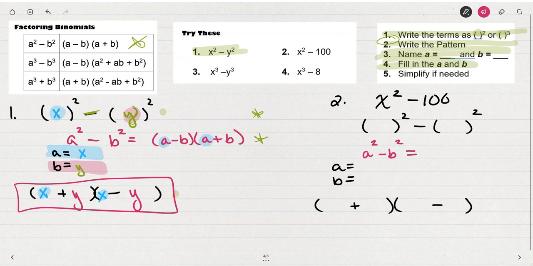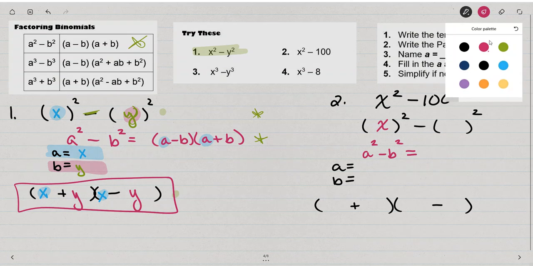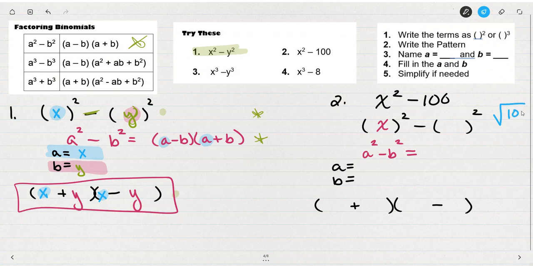Let's try one that has just a little bit more challenge to it. This x squared minus 100. First step is to write the terms as, in this case, perfect squares. So we're going to write x squared, it's already done, is an x squared. 100. What I'm doing here is I'm thinking off to the side, what is the square root of 100? Or in other words, what number do I multiply by itself to get 100? The square root of 100 is 10. So in this case, the A is going to be x and the B is going to be 10.